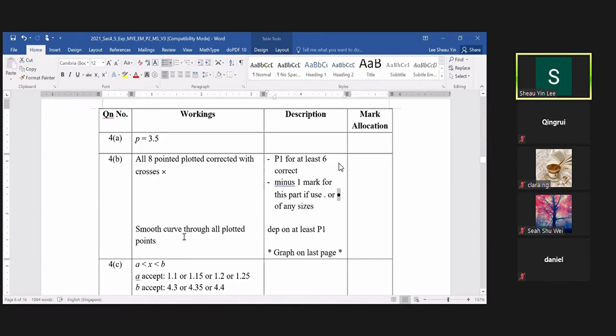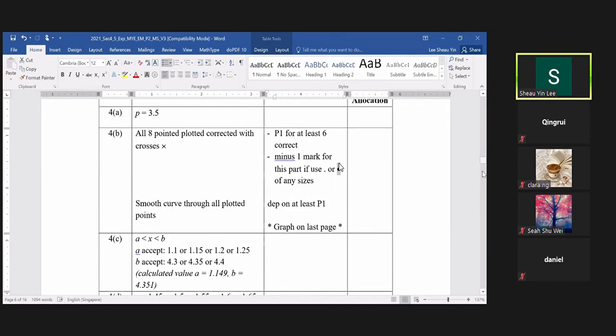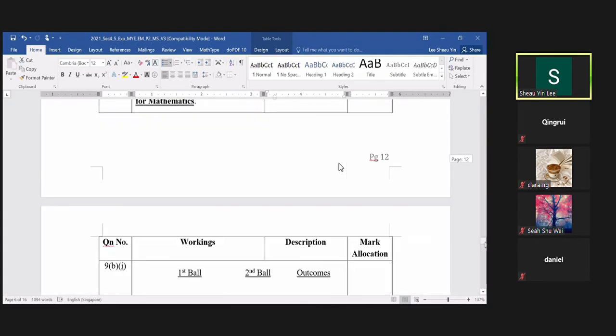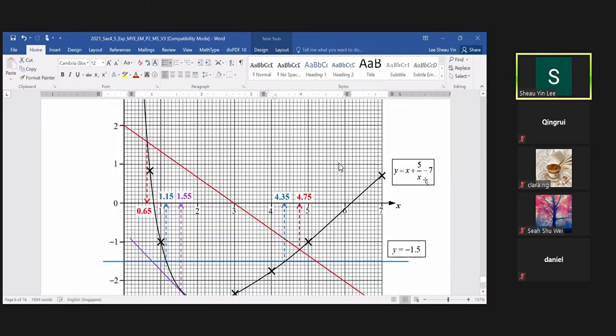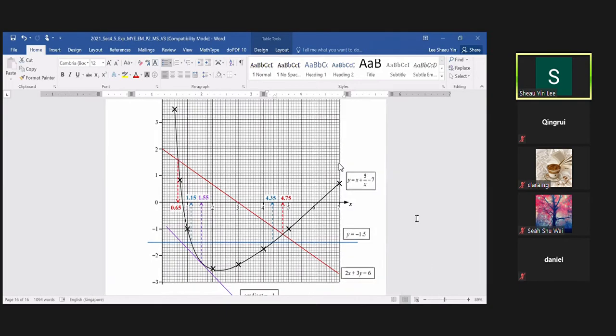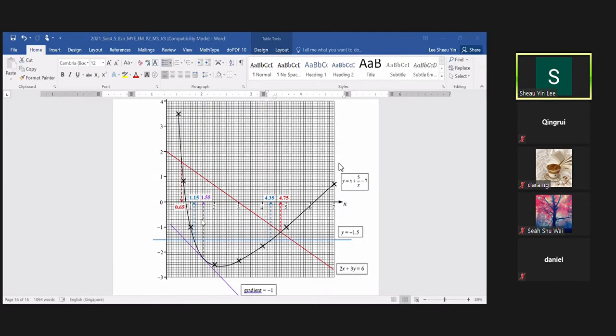Then after that, a smooth curve through all the plotted points. I want to see a smooth curve. I will show you the graph later. Sorry, where is my graph? This is the graph. Okay, make it smaller a bit. Now this is basically the graph. Mr. Kwa actually draws all eight crosses, then you take a flexible ruler or whatever and draw a curve.